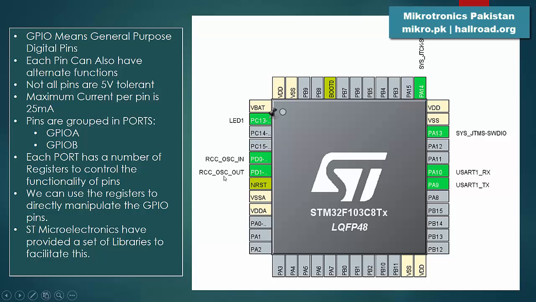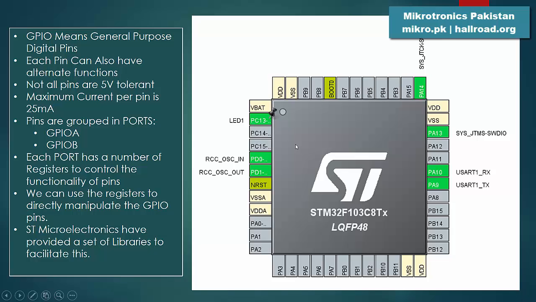Then there are certain pins like RCC oscillator in and RCC oscillator out. Here you can apply your external crystal oscillator to give the oscillator signals to this microcontroller. We will see in a later presentation how to configure the oscillators or clocks in this microcontroller. To be brief, this microcontroller has a built-in 8 megahertz oscillator, so you can get away without the external oscillator and use the internal oscillator.